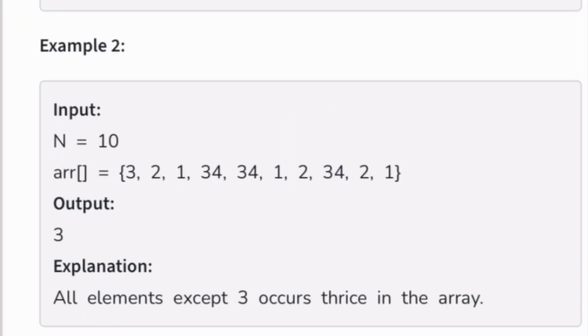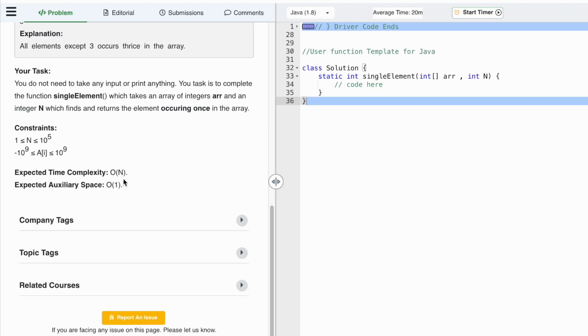In this case, 3 is appearing only once, and for the rest, 2 is appearing 3 times, 1 is appearing 3 times and 34 is appearing 3 times. Only 3 is appearing once, so that is the output. It is mentioned that the expected time complexity is O of n and the space complexity is O of 1. So we shouldn't use any extra space to solve this question.